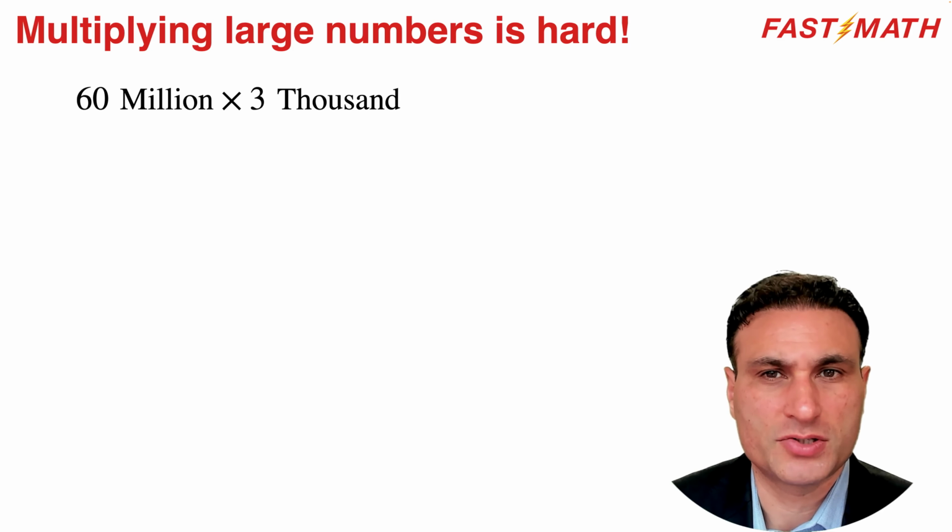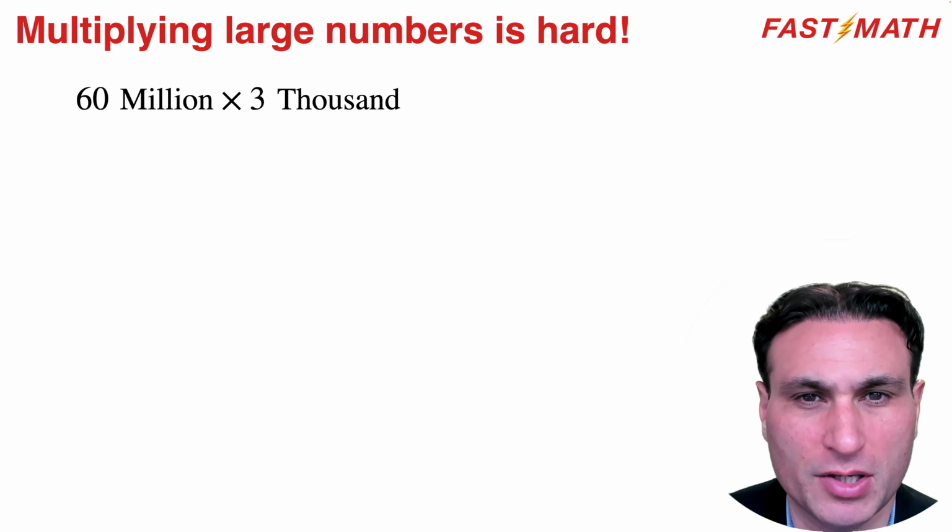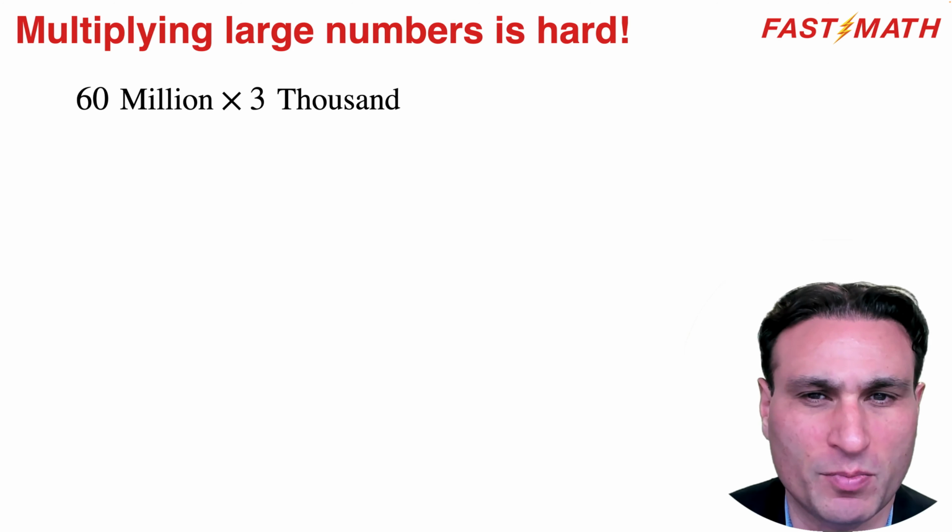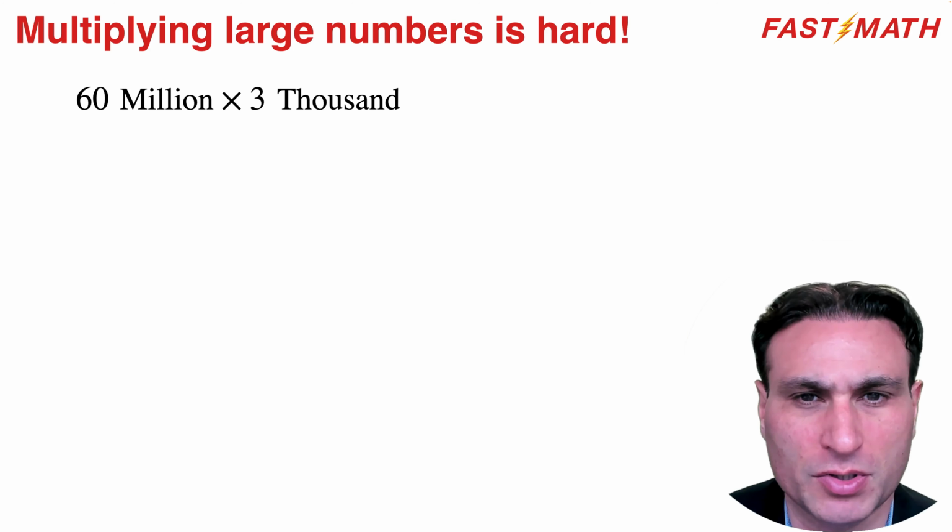As a review, let's say we want to do the calculation 60 million times 3,000 mentally. Most people need pen and paper to do this calculation, but in business, it's really advantageous to be able to do this calculation mentally. You frequently need to calculate revenue and profit and make decisions based on numerical results.